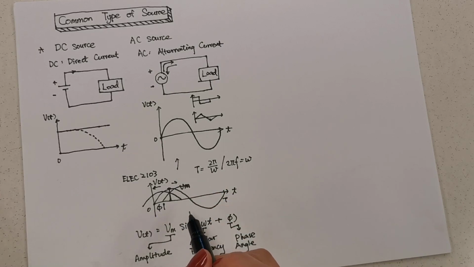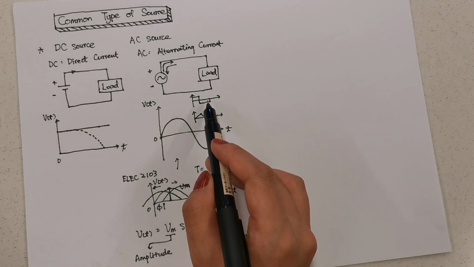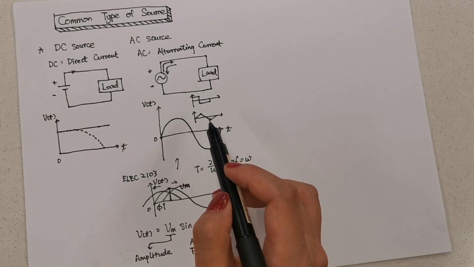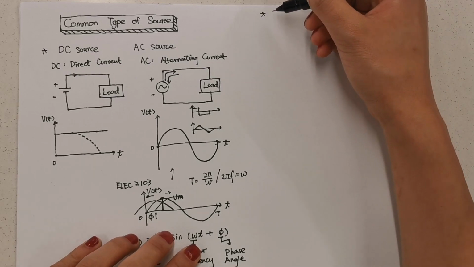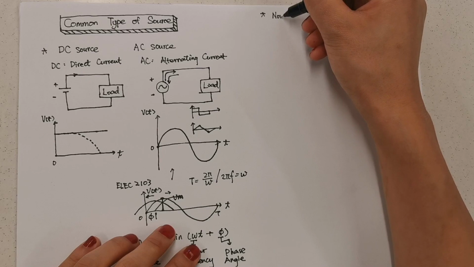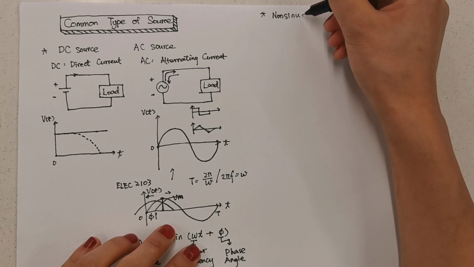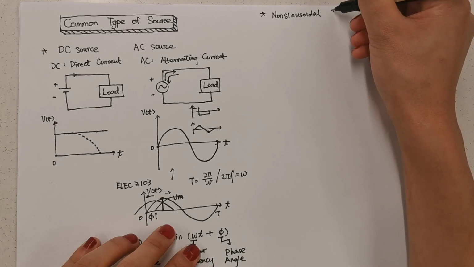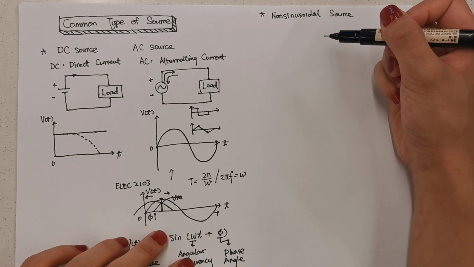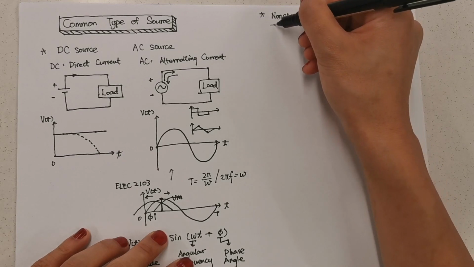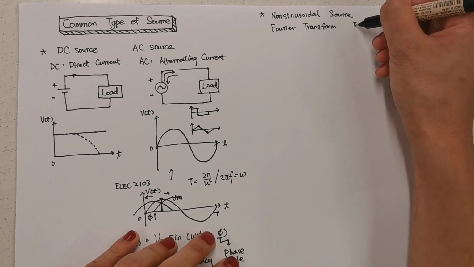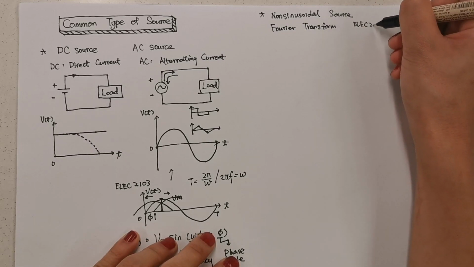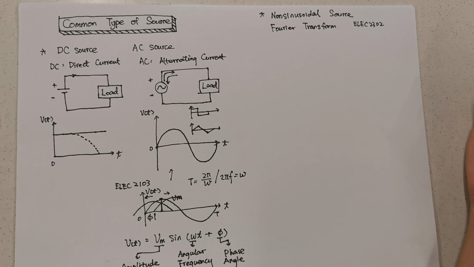We do not always have a sinusoid AC source. Sometimes we can have an AC source that looks like this or this. Then how do we analyze those kinds of sources? So now I'm going to introduce the way to analyze non-sinusoidal sources. To analyze a non-sinusoidal source, we need to use the Fourier transform. I think you guys learned this in ELEC 2302. Now I'll just do a quick review.